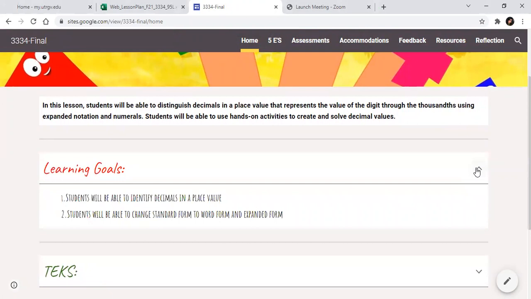What would I be focusing on? What goal is the student striving for? So for number 1, students will be able to identify decimals in place value. Students will be able to change standard form to word form and expanded form.